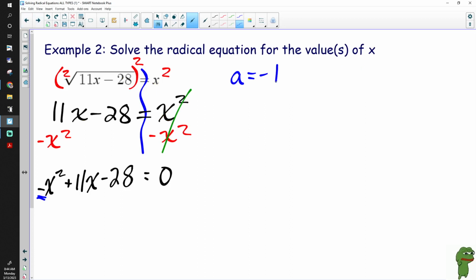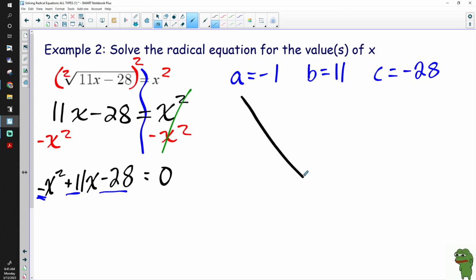So a value, negative 1. Our b value, 11. And our C value, negative 28. Draw your X. Let's fill it out. On the top of your X method always is A times C. Negative 1 times negative 28 gives you positive 28. Yep. On the bottom we get 11.